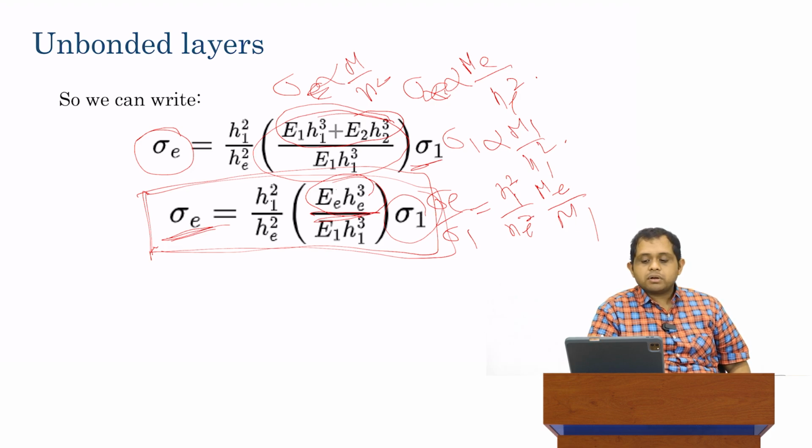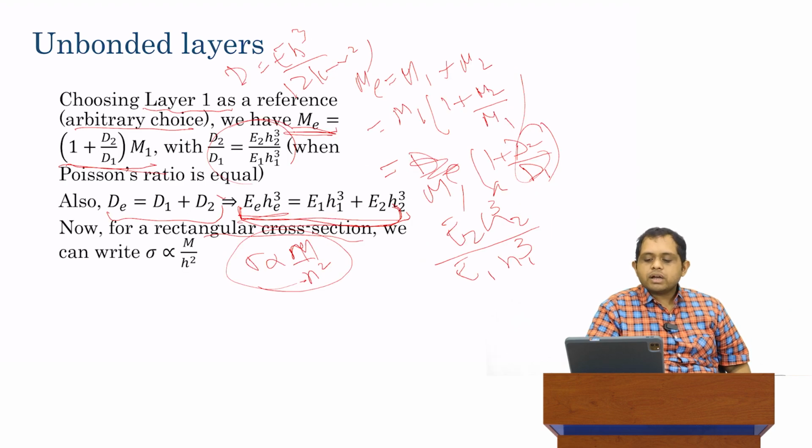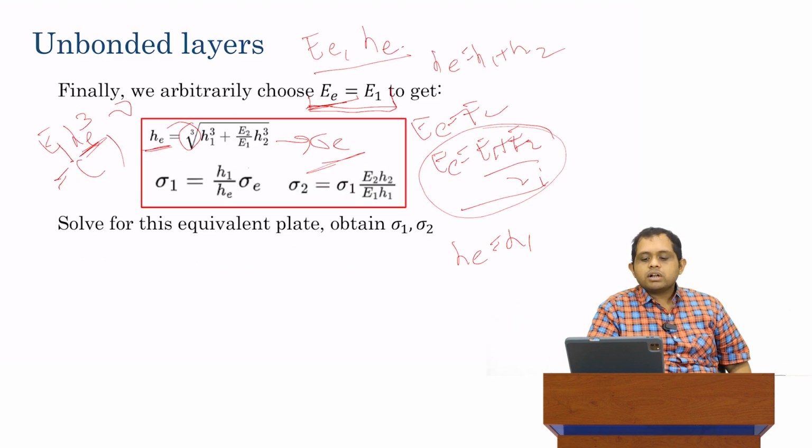Again, we want to calculate sigma 1. So in this relation, if we simply had EE equal to E1, then we can cancel both of these out. And then we can do a further simplification from which we ultimately just get sigma 1 is equal to H1 over HE into sigma E.